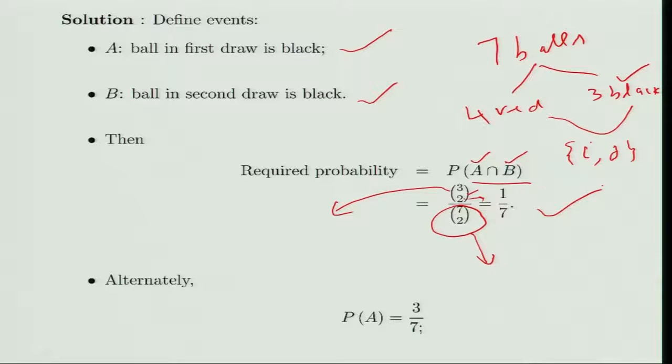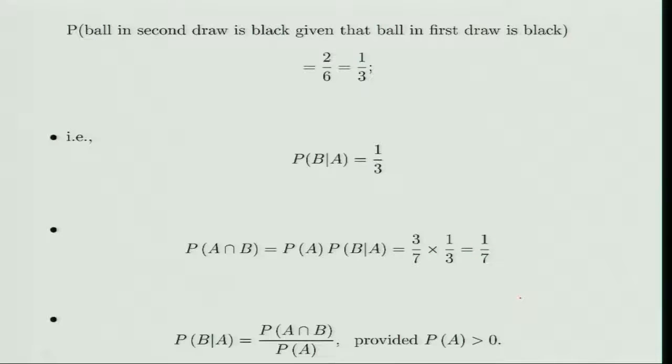Now alternatively, if I look at just probability of A, which is the probability that ball in first draw is black, in all there were 7 balls, experiment has been performed at random, all events are equally likely. So number of cases favorable to A is ball in first draw is black, which is 3. So 3 by 7, that is the probability of A. Then I look at what is the probability that ball in second draw is black, given that the first draw I got the black ball.